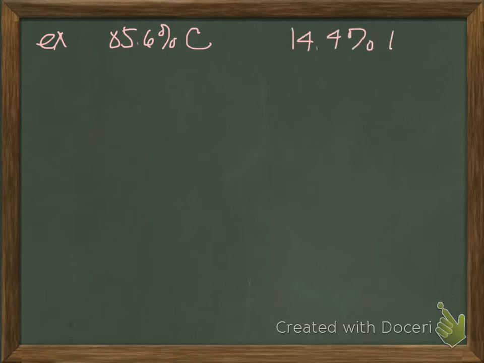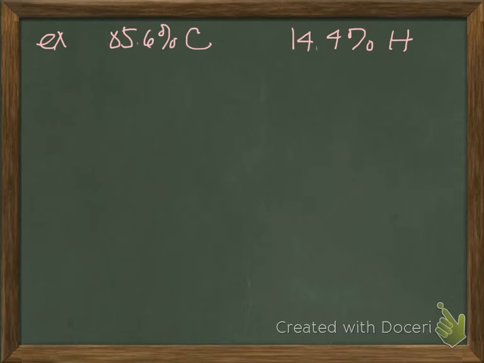We're going to say that we have 85.6% carbon and 14.4% hydrogen. So we went into the lab, we combusted it, and this is what we found. Now we want to find the empirical formula, meaning the simplest ratio that this compound could be. Our first step is to assume 100 grams.